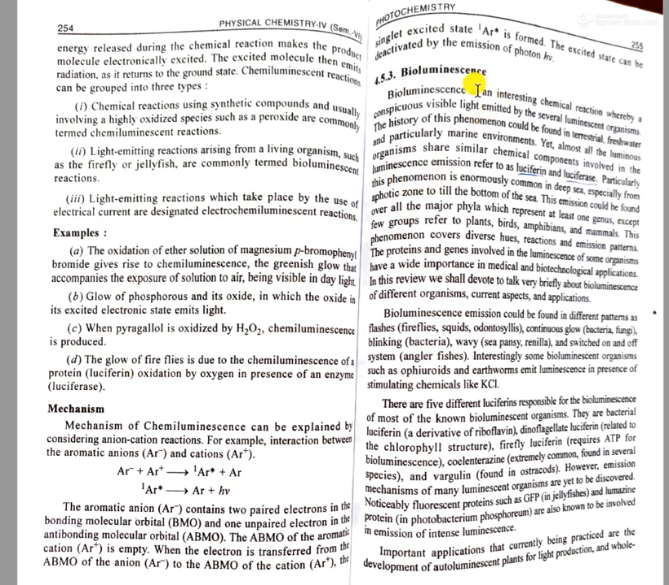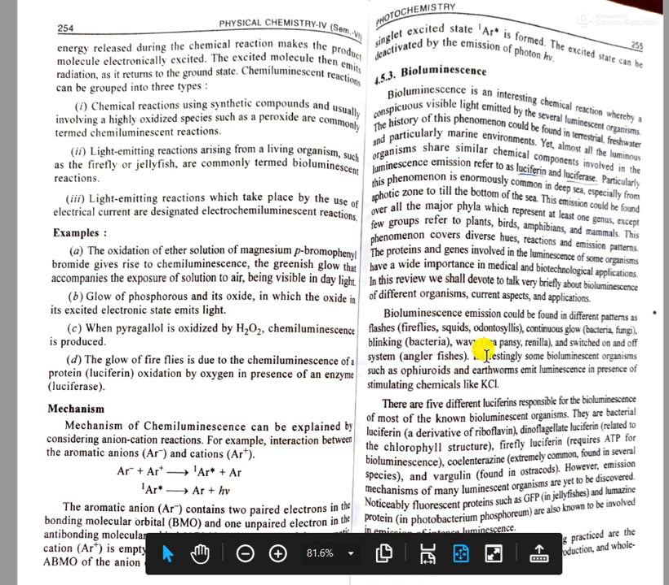You can see bioluminescence here. Bioluminescence, in the sense that because of the action of this luciferin and the enzyme luciferase, which is a protein, in biological organisms, luminescence is produced. So common examples are found in patterns like flashes, that is fireflies, squids, all these organisms, and continuous glow in bacteria and certain fungi. Even certain mushrooms will produce this luminescence. All these are examples of bioluminescence.